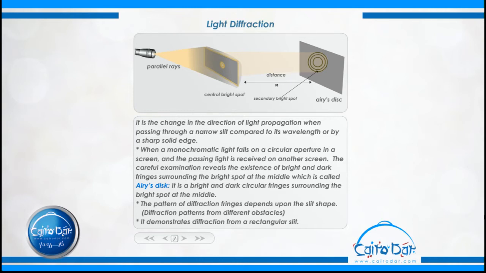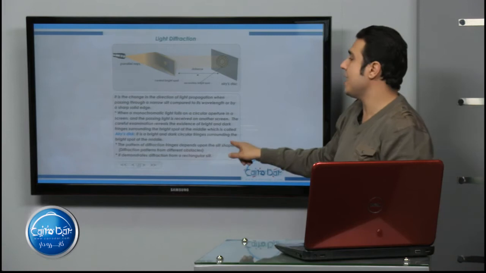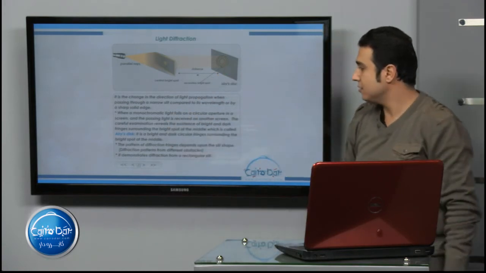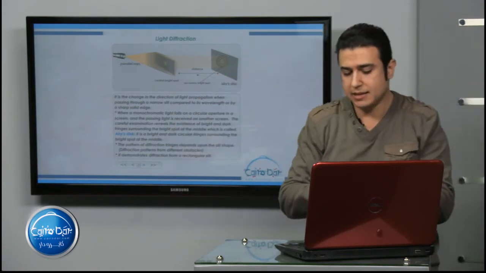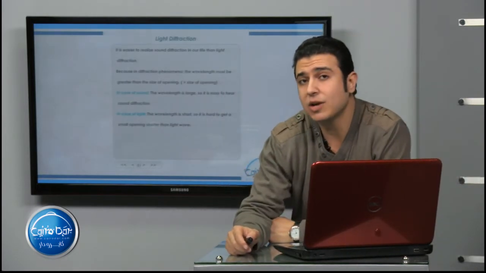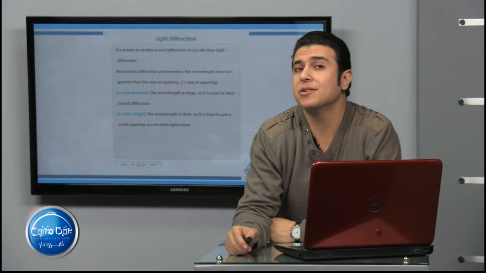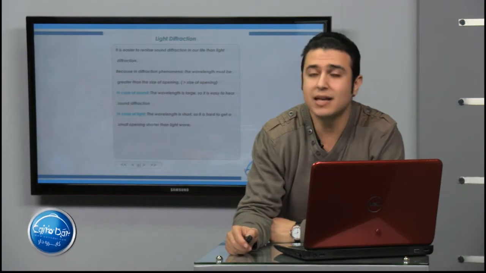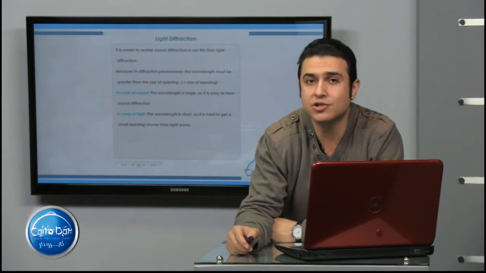So what's meant by Iris disk? Iris disk is the bright and dark circular fringes surrounding the bright spot at the middle. That's for light diffraction. But I want to ask you, which is easier to observe, sound diffraction or light diffraction?